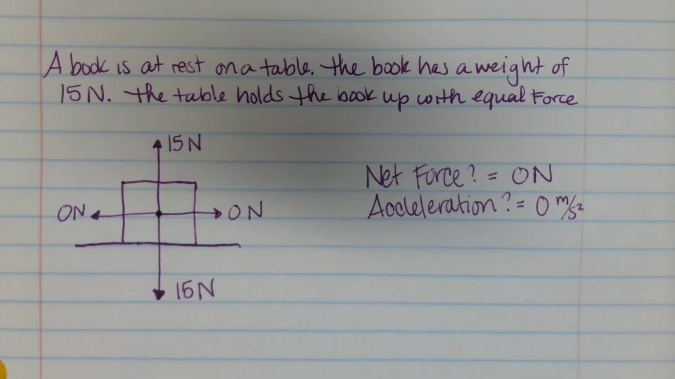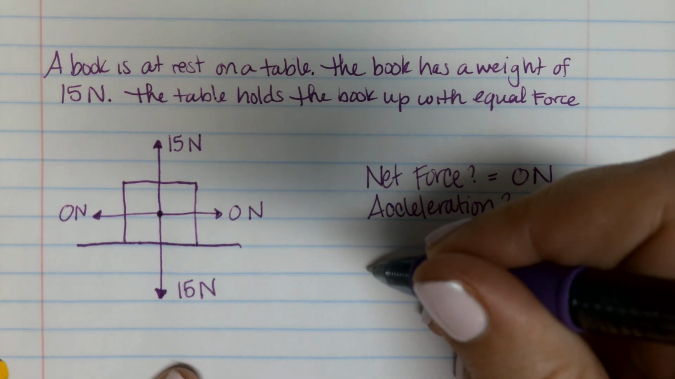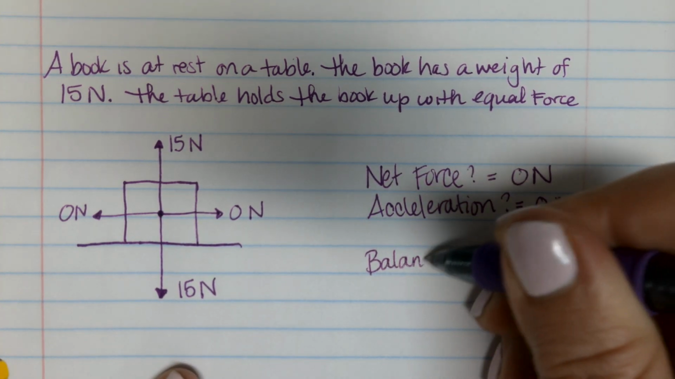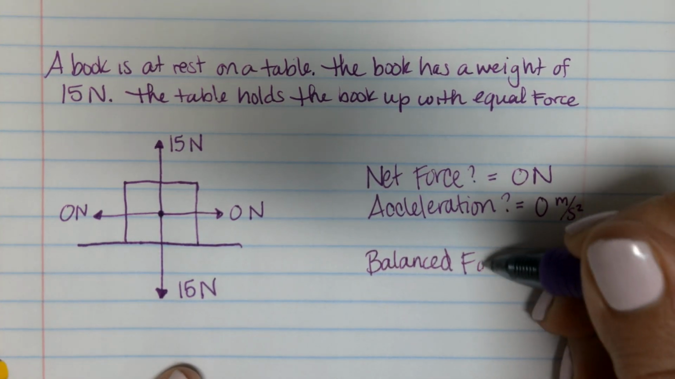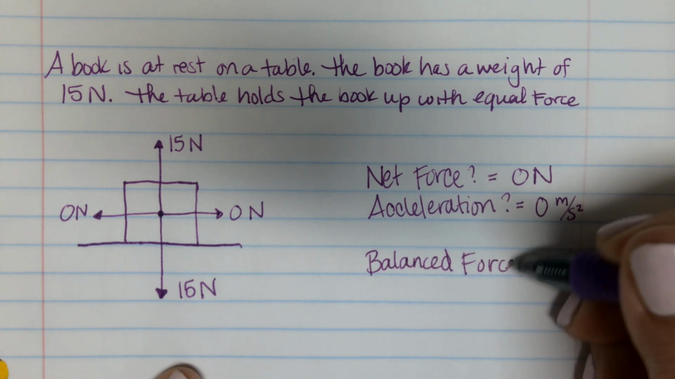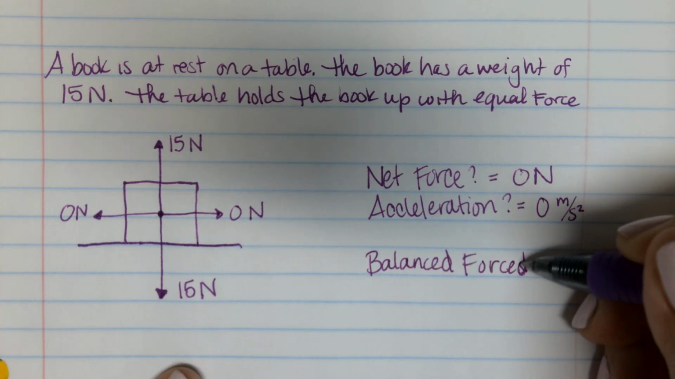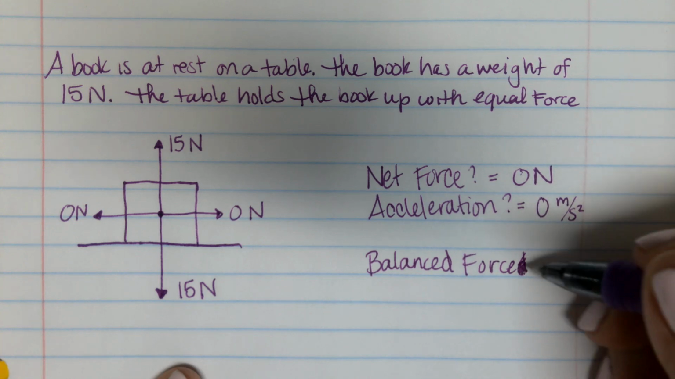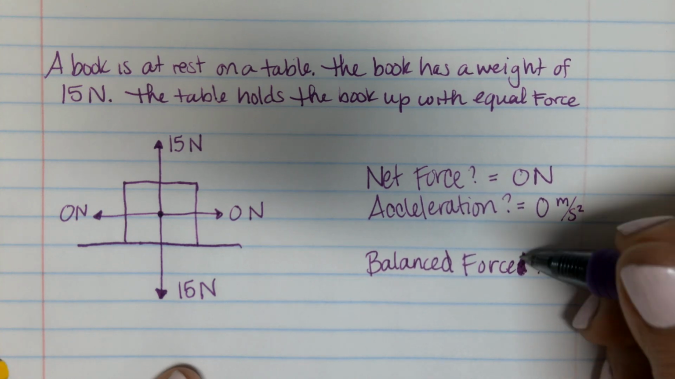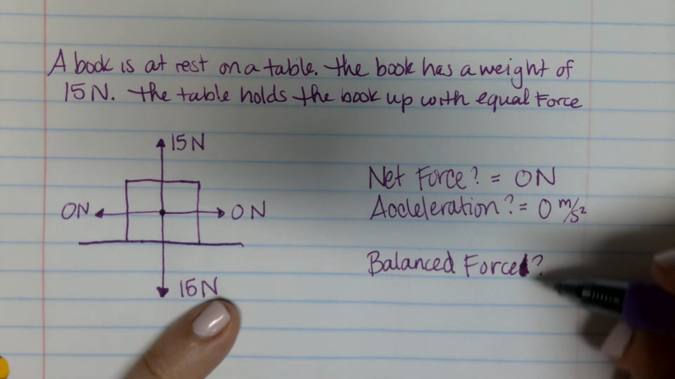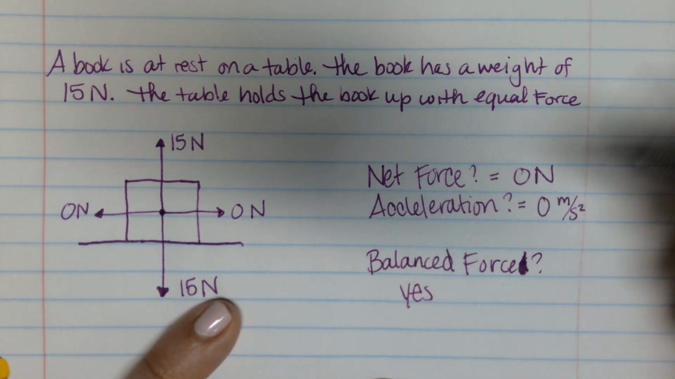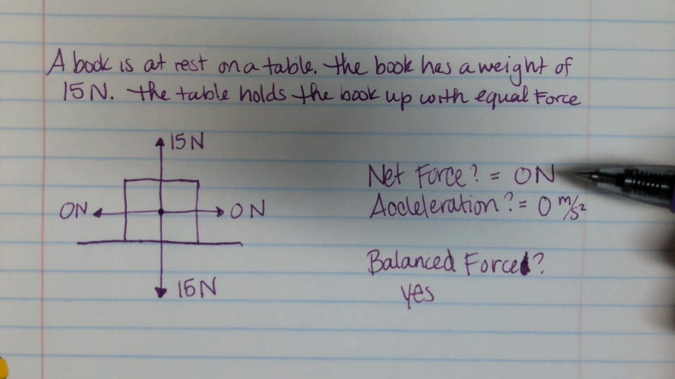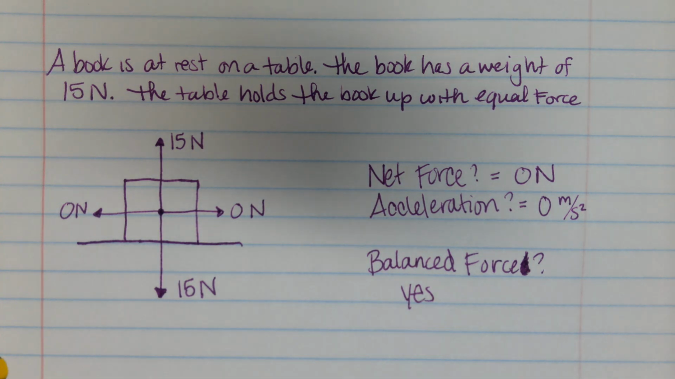And now there's one more question, and that is, are the forces balanced? And we would say the forces on this, oh my goodness, I'm sorry, I misspelled forces. Balanced forces, question mark. We would say yes, the forces are balanced because the net force is 0 newtons. If the net force was anything other than 0 newtons, we would say that this is not balanced. And that means that a force is winning, a force is pushing in one direction.